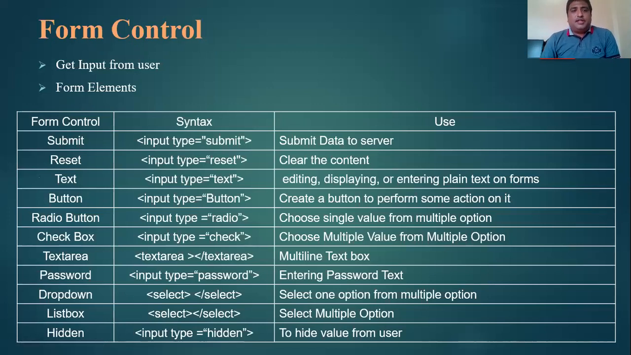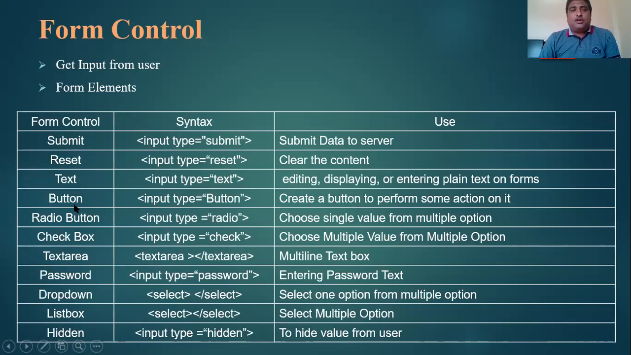So its syntax is input type is equal to submit. There are a number of properties that we can use for this control. For example, name, then ID, value, etc. Reset is used to clear the content. Its syntax is input type is equal to reset. Next one is the text. To enter text in a text box, for that we use the syntax input type is equal to text.